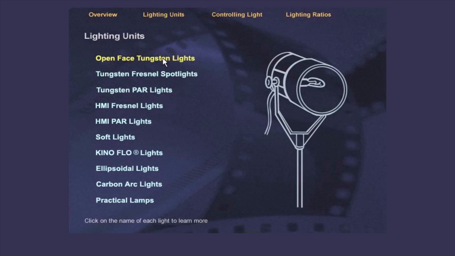Open-face tungsten lights are quartz halogen units that do not have a lens. They are brighter but harder to control than units with lenses. Open-face tungsten lights are used primarily for bouncing and thorough diffusion.